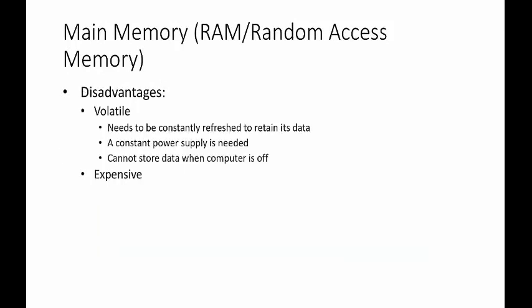The disadvantages of your RAM. It is volatile. Volatile means that if your computer is turned off, it will not store the data anymore. And it needs to be constantly refreshed to retain its data. So a constant power supply is needed. Secondly, it's also quite expensive. There are also many types of RAM outside, so you are suggested to take a look.